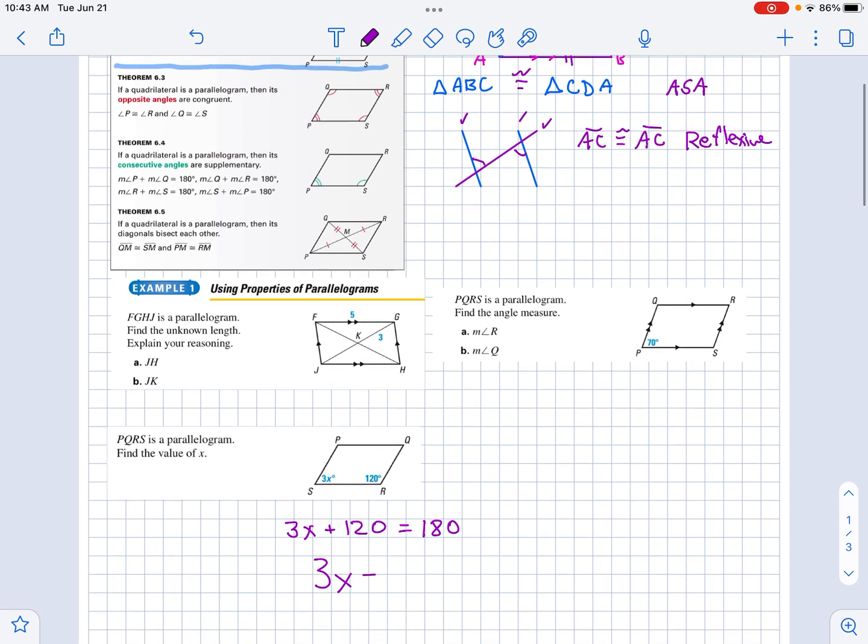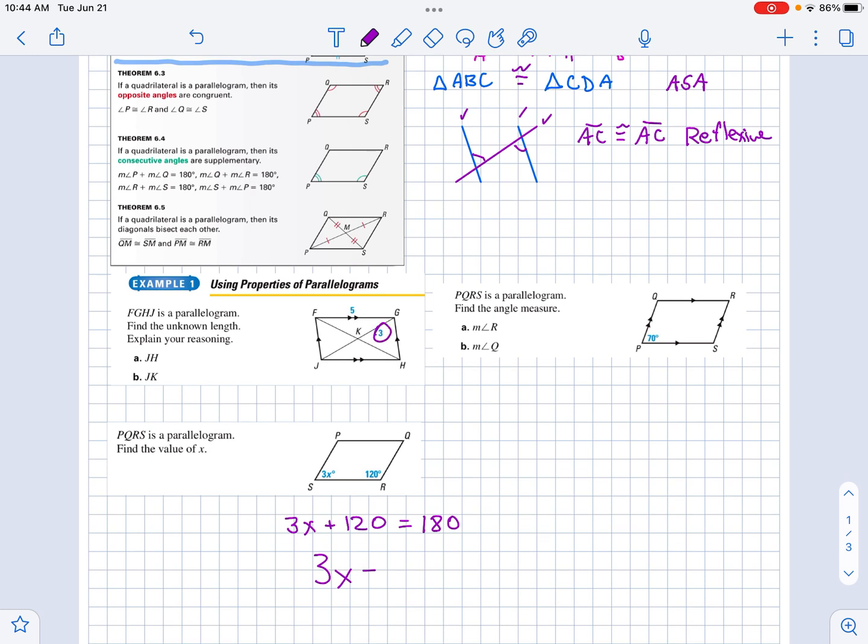So let's see how we would use this information here. I've got FGHJ is a parallelogram. Find the unknown length. Well, I've got 3 here. That means that this is 3. So this JK is 3. And I've got this is 5 up here, so this bottom one must be 5 as well.